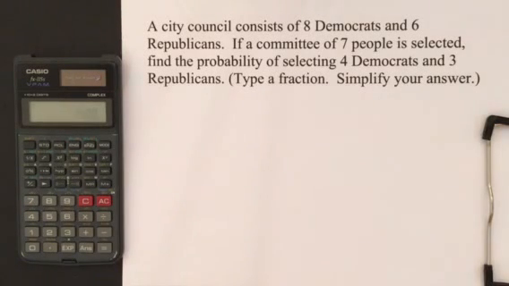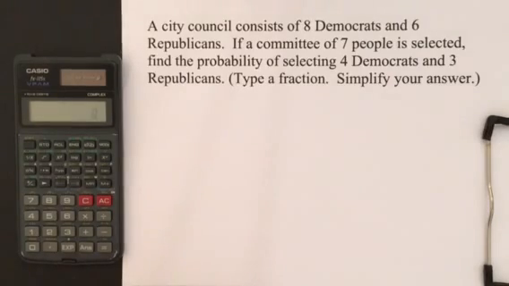Here's a probability problem that uses combinations to find the sample space and the number of successes. So for this problem we have that a city council consists of 8 Democrats and 6 Republicans. If a committee of 7 is selected, find the probability of selecting 4 Democrats and 3 Republicans.